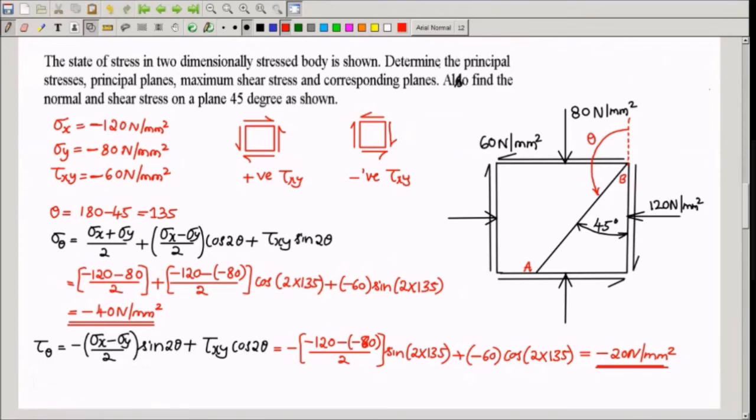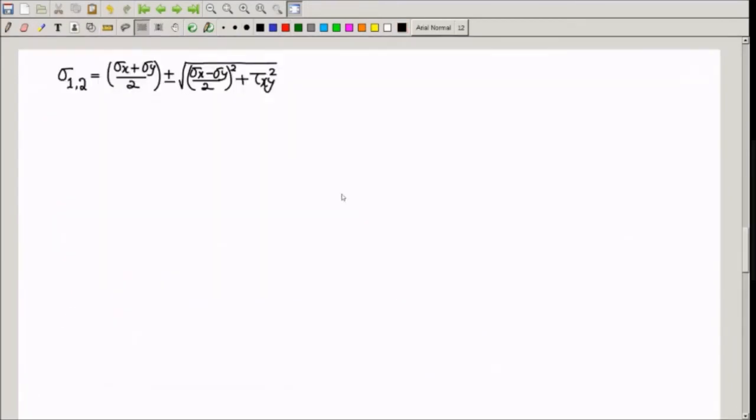We have to find out the principal stresses, principal planes. Finding principal planes means finding theta 1 and theta 2. So let us find principal stresses first. Okay, let us substitute the values. Sigma x is minus 120, sigma y is minus 80, divided by 2, plus or minus square root of ((sigma x minus of minus 80) divided by 2) whole square plus tau xy.